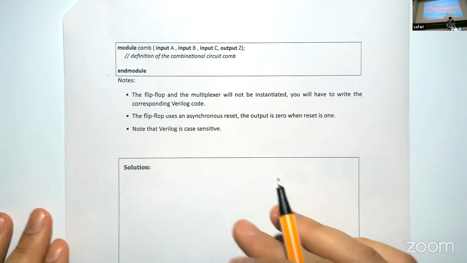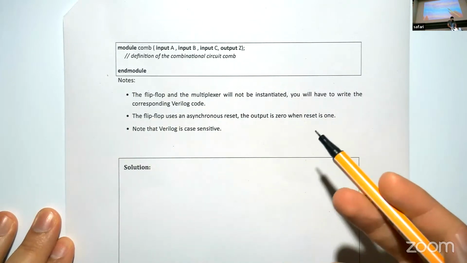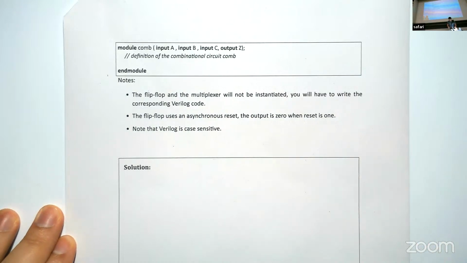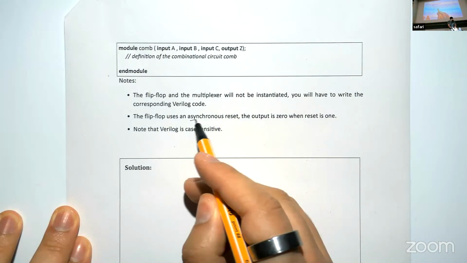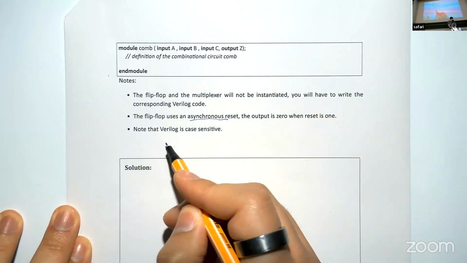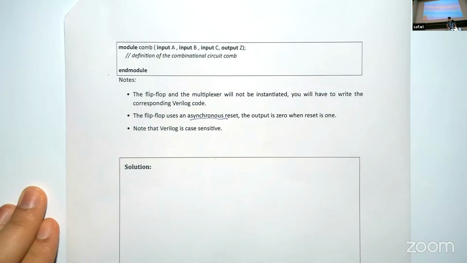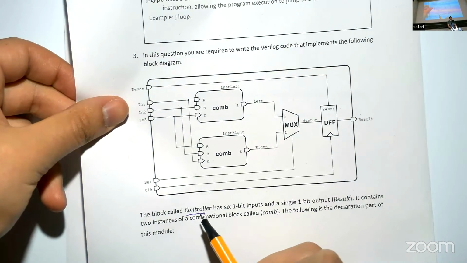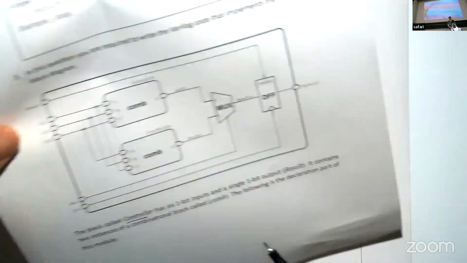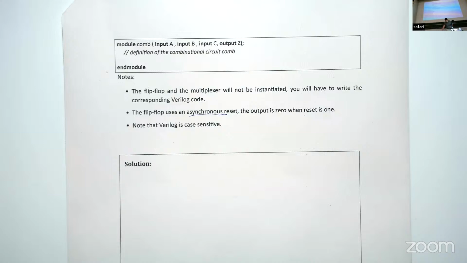There are some notes here, such as the flip-flop and the multiplexer will not be instantiated. You will have to write the corresponding Verilog code. The flip-flop uses an asynchronous reset, so this is important. And a note that Verilog is case sensitive. That means, for example, here, the block is called controller with a capitalized C, so you need to take that into consideration.